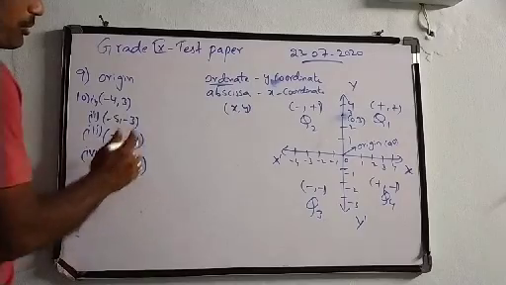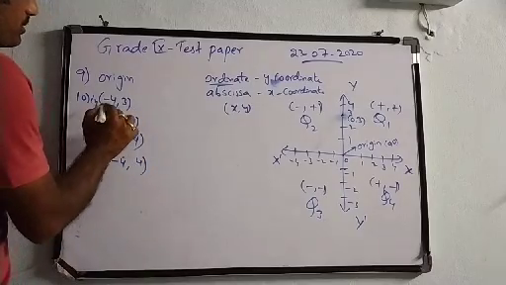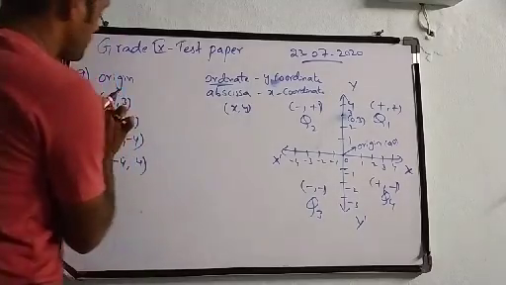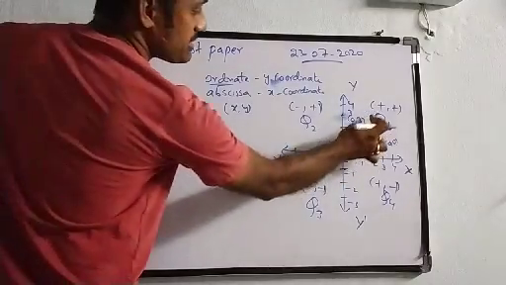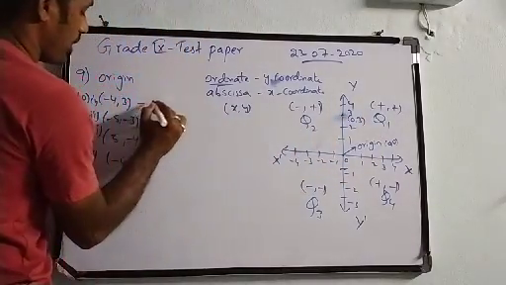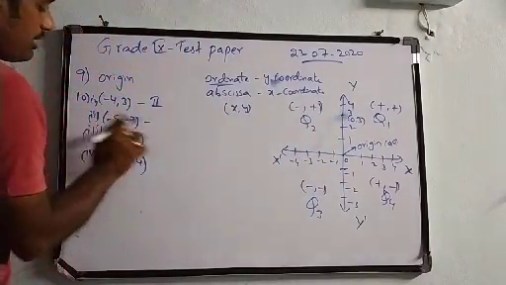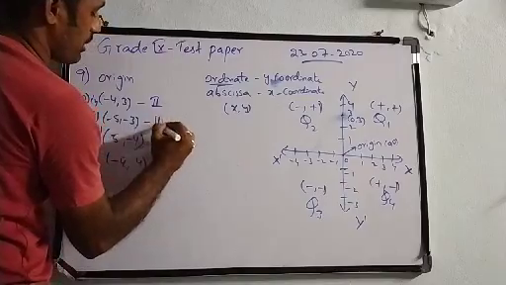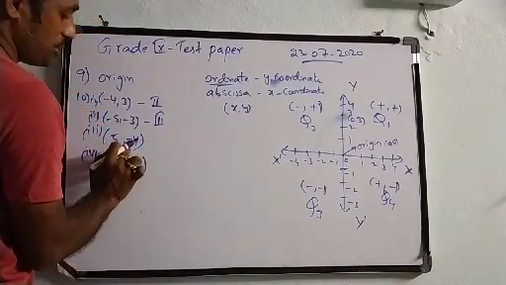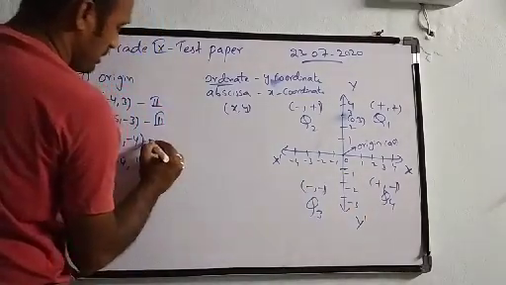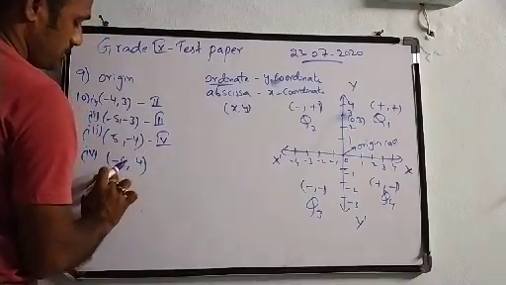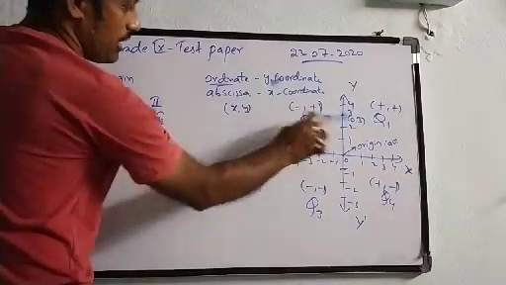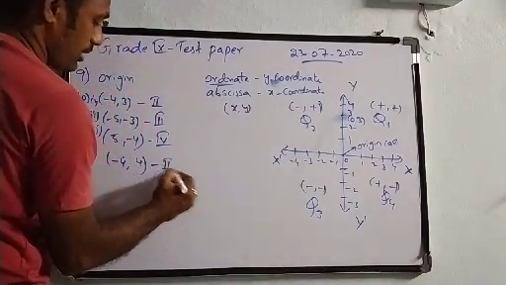If you observe all these 4 points, so this -4, 3, x is negative, y is positive. If x is negative and y is positive, it lies in quadrant 2. So second quadrant. Both are negative in third quadrant. X is positive and y is negative, it lies in fourth quadrant. X is negative, y is positive, negative, positive, it lies in second quadrant.